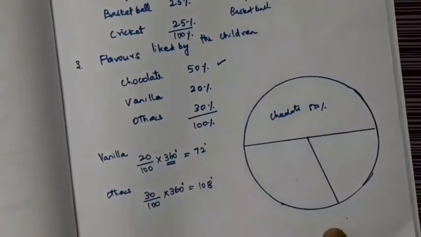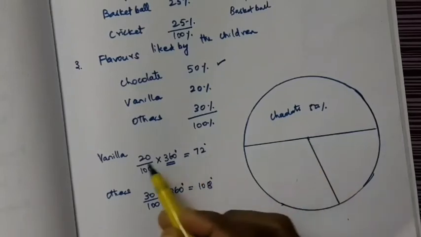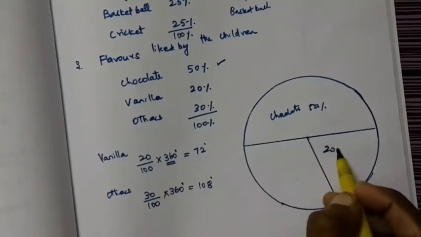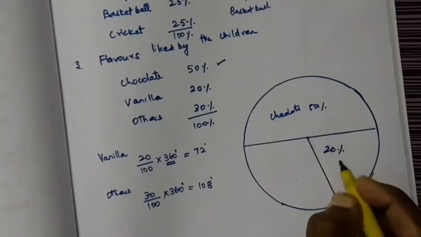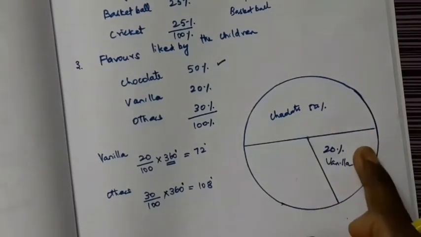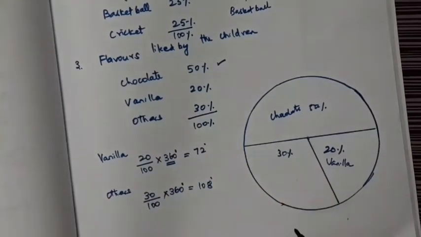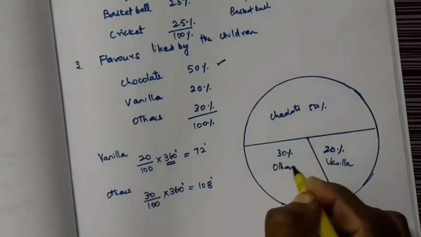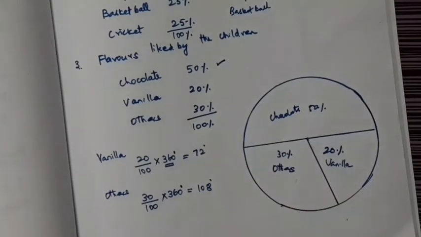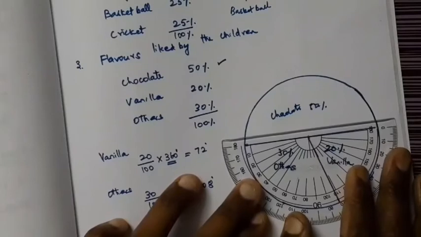So now I have drawn the line. From this point to this point is 72 degrees, which corresponds to 20%. So this is 20%, which is vanilla. This is 50 and this is 20. Whatever the remaining is 30%, that is others. If you want, you can measure with the angle and protractor and see, that is going to be 108. Keep it like this.